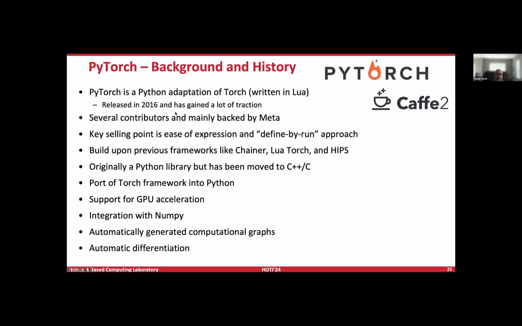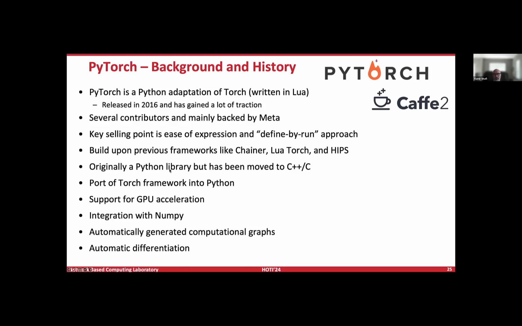So looking at PyTorch, PyTorch is a Python adaptation of Torch, which was written in the Lua programming language. This was released in 2016 and has gained a lot of traction. It has several contributors and is mainly backed by Meta. The key selling points here are ease of expression and the define-by-run approach. And this is built upon the knowledge gained from previous frameworks like Chainer, Lua Torch, HIPS.